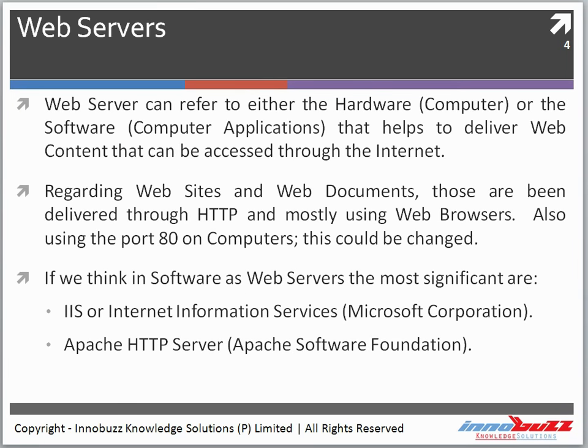A web server can be referred to as hardware or software. If it's hardware, it's the computer that acts as a web server, either installing software for delivering web content or having hardware microprocessors to deliver web content. If it's software, then it's all the computer applications that deliver web content, like IIS, or Internet Information Services, from Microsoft Corporation, or Apache HTTP Server from the Apache Software Foundation, among others.